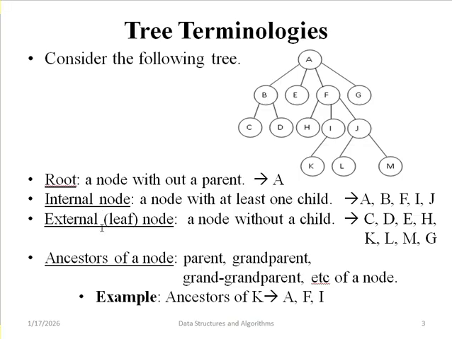External or leaf nodes: a node without a child. We can consider C, D, E, H, K, L, M, and G. Those are the leaf nodes because they do not have any child.